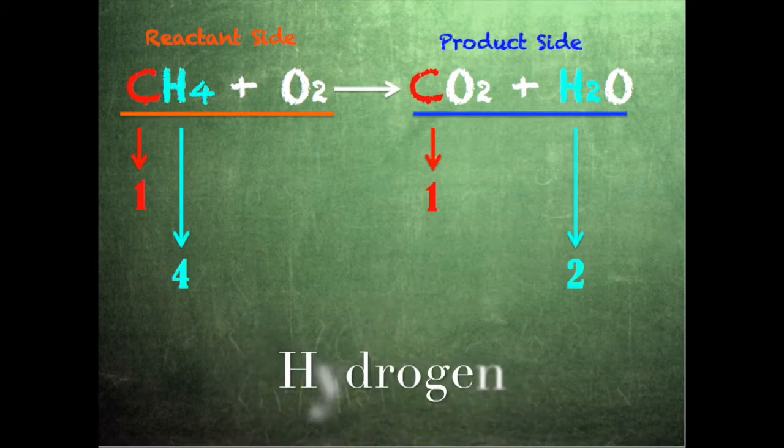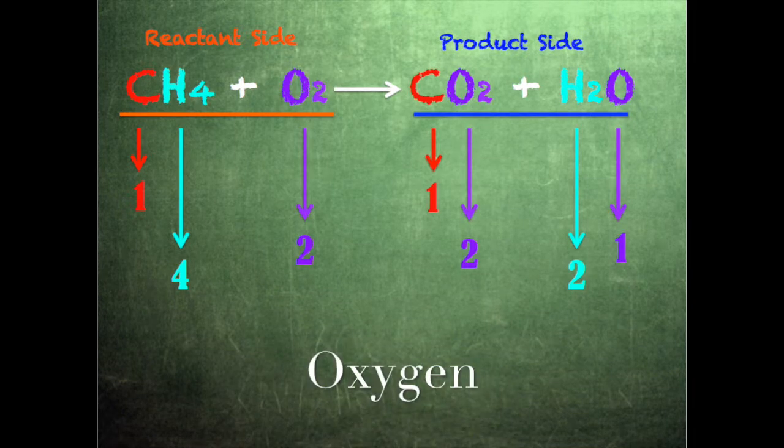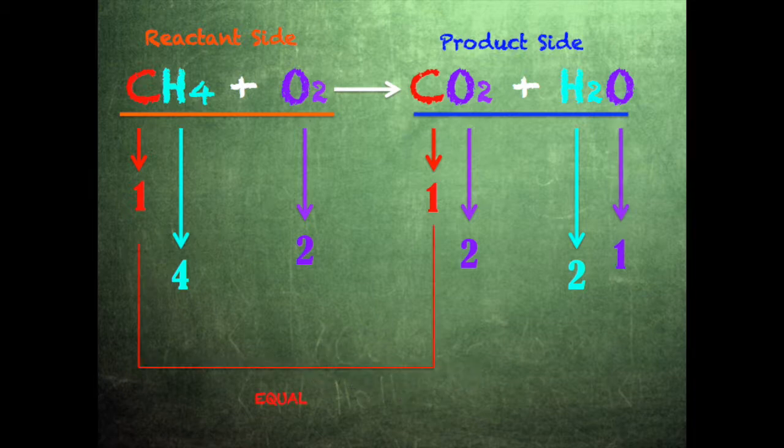There are 4 hydrogen atoms on the reactant side and only 2 hydrogen atoms on the product side. There are 2 oxygen atoms on the reactant side and 3 oxygen atoms on the product side. Therefore, we have equal carbon atoms but unequal hydrogen atoms and unequal oxygen atoms. By using trial and error, we now have to balance the equation.